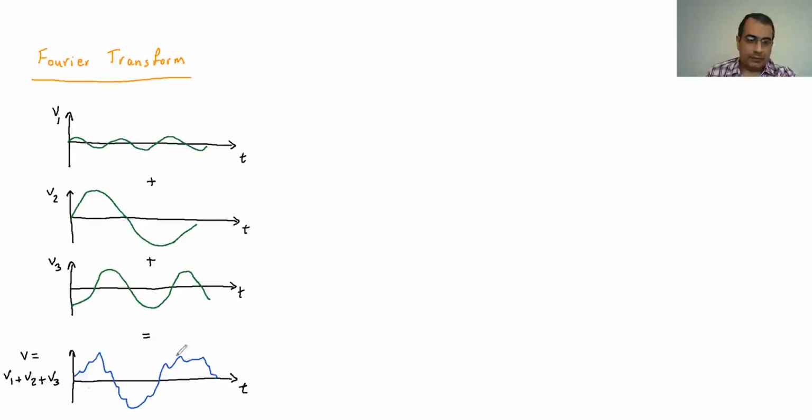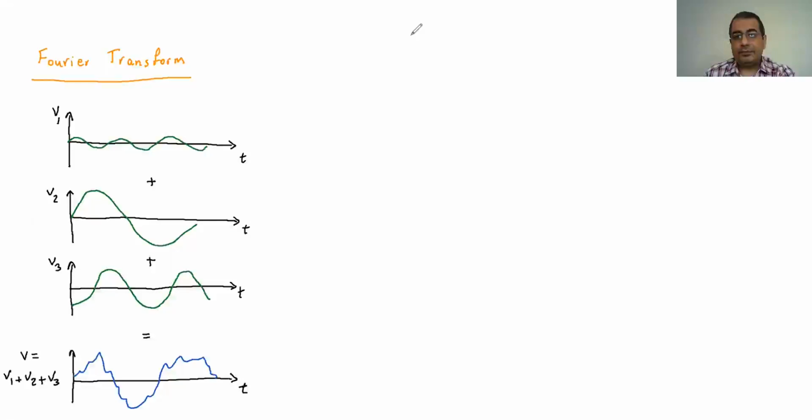Now look at this one. I can say that if I add three sinusoidal waves, all of them simple waves, then V1 is, for example, the amplitude times cosine omega t. The second is also a cosine wave, and the third too. So I have three cosine waves, and then I add them, and I will get this one. Okay.